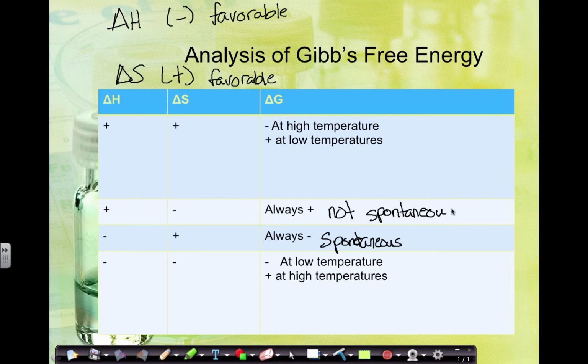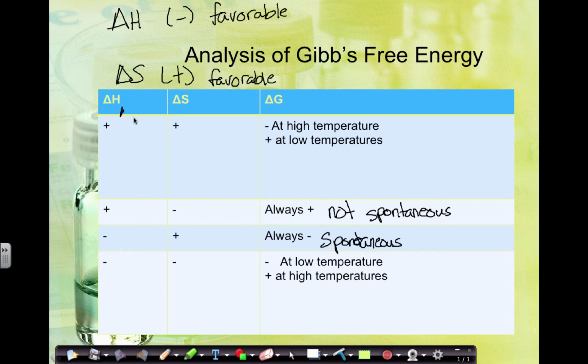So let's look at a few other situations. All right, so delta H. If delta H is positive, which means it's endothermic, that's not favorable. But if delta S is positive, that is favorable because I'm creating more disorder. So I've got one thing that's favorable and one thing that's not. So at the end, it will be up to the temperature as to whether this reaction is going to be spontaneous or non-spontaneous.